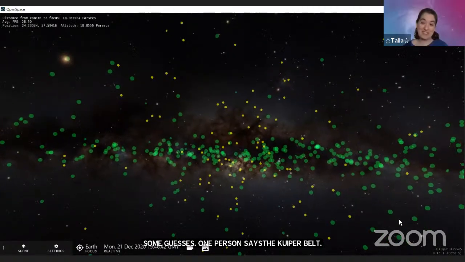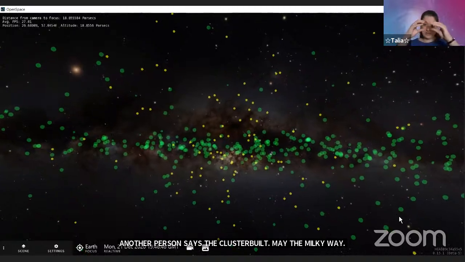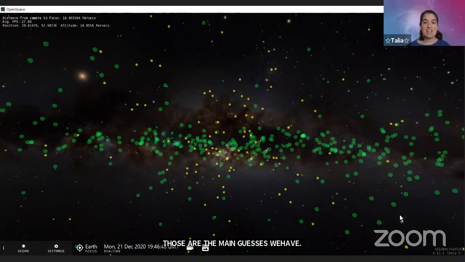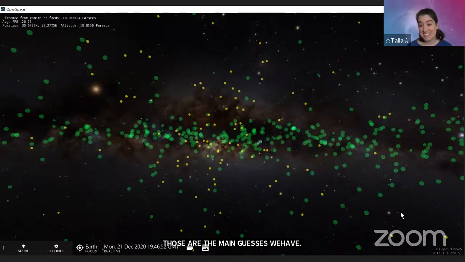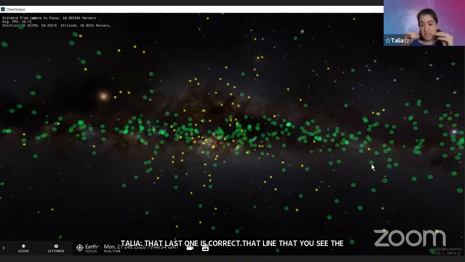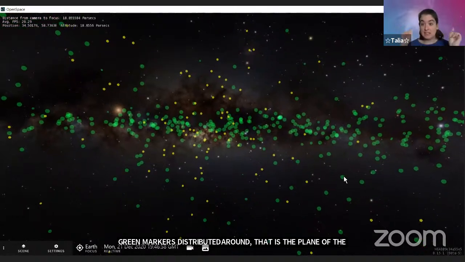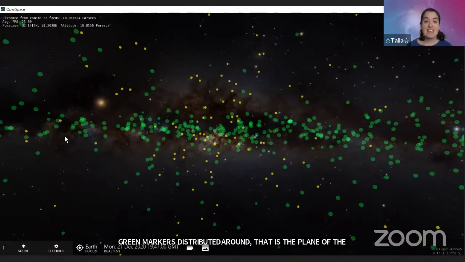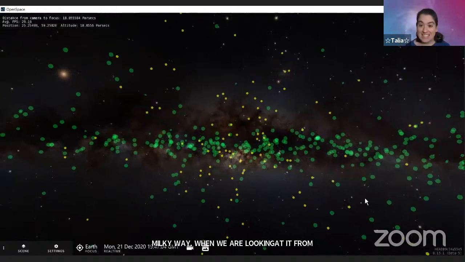Excellent. And that last one is correct. That line that you sort of see the green markers distributed around, that is the plane of the Milky Way. Our Milky Way is a disk. It's a disk-shaped galaxy. So when we're looking at it from the inside like this, we see it as a line that sort of goes around us. And that line is where these green dots are mostly lining up.